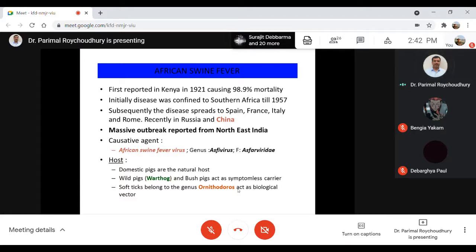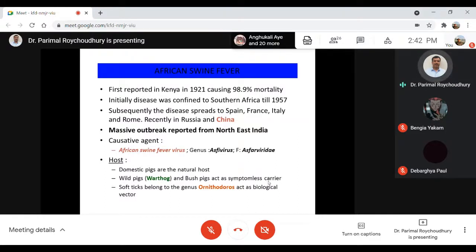If you try to understand our situation, in our area the warthogs and bush pigs definitely don't have the virus at present. It is simply the domestic pig population getting infected through infected carcasses and different means. Now, gradually, what will happen? Our wild pigs will also get exposed, and that will be the worst situation. The virus will be maintained in wildlife and will be nowhere near eradicated.